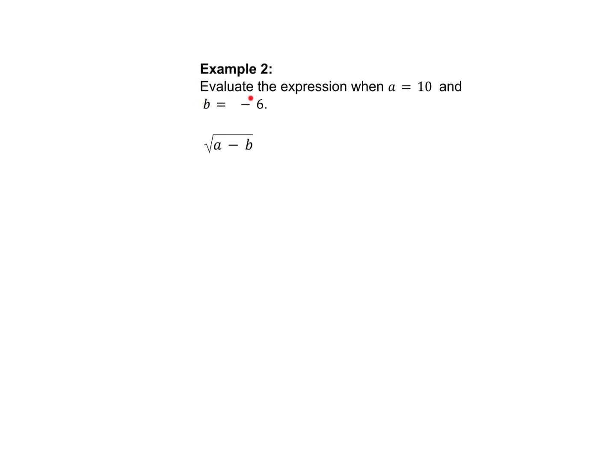Example 2, evaluate the expression when a equals 10 and b equals negative 6. So we have two variables here. I'll start with the square root. And then for my a value, I'll write 10. And then I'm going to write my minus sign here. And my b value, which is negative 6, and I'm going to use parentheses for that.